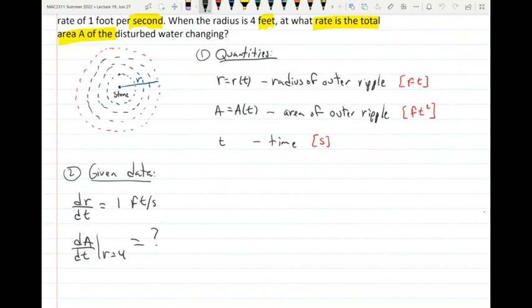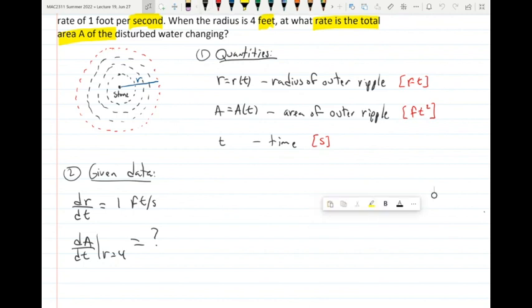So we're not given more information. We're being told that dr dt is 1 foot per second, so it's constant. And then with that information, we should be able to figure out how fast the area is changing when r is equal to 4. Again, this is a way of fixing a moment in time, indirectly. Is everybody okay with this? Okay. Questions?